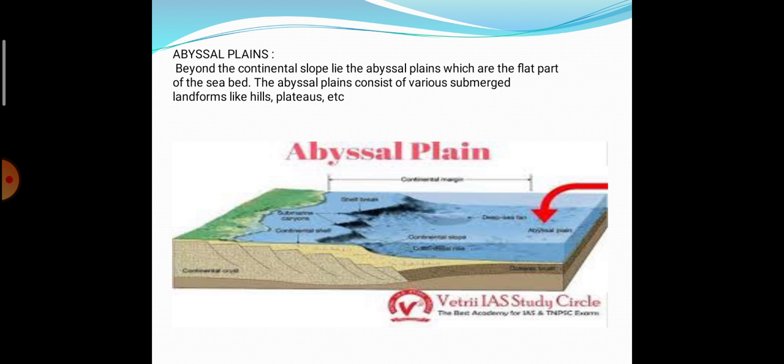The next is abyssal plain. Beyond the continental slope lie the abyssal plains, which are the flat part of the seabed. The abyssal plain consists of various submerged landforms like hills and plateaus. So we studied 3 ocean reliefs today, that is the continental shelf, continental slope and abyssal plain. In the next video, we are going to study the mountain ranges and plateaus, marine deeps and marine trenches, and also marine deposition. Thank you.